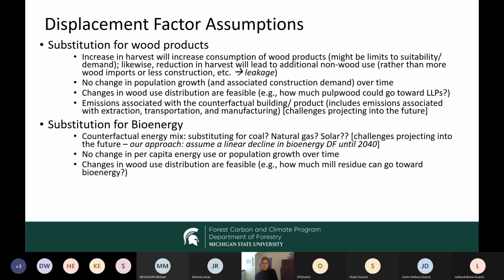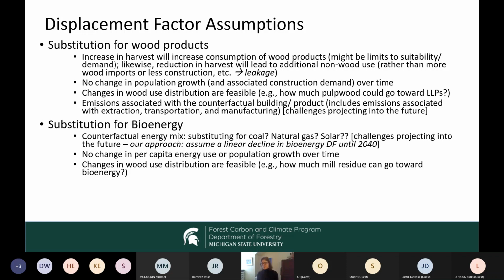Key assumptions that go into making the displacement factor, and our understanding of substitution, are in a lot of cases actually very problematic. We've done our best to mitigate those, but this is not always possible, and this leads to conflicting numbers. The first thing regarding substitution for wood products is that we assume increases in harvest will increase consumption of wood products. If you harvest more at the state level, we just assume that's going to increase consumption of wood products.